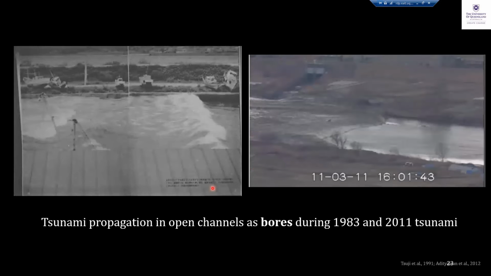Once a tsunami wave enters a river, it's not going to travel as a wave itself, but it's going to transform into something called a bore, or this is also similar to a moving hydraulic jump or a tidal bore. These are two examples of the bores shown, one from 1986 and the other from 2011. We see the bores are traveling up the river, whereas on the adjacent lands, we see there is no flow of tsunami.